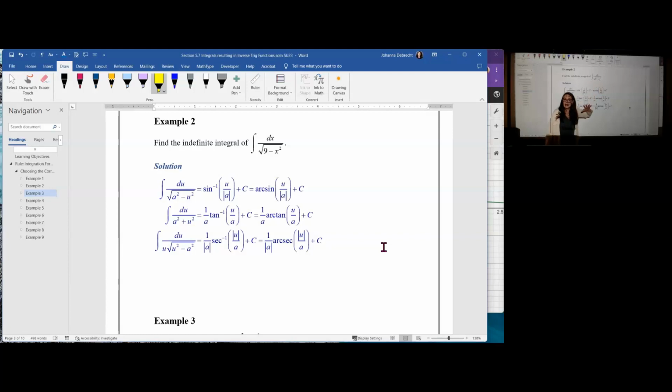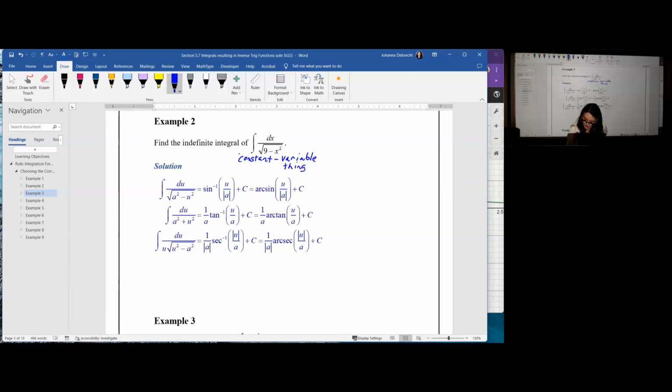Even if the 9 is not a perfect square, realize that you can always write it as a square by taking the square root of its squares. So even if it's 5 minus x squared, you can still use these formulas. It's just that a would be the square root of 5 instead of some other value. Looking at this, the difference leads me to arcsine and arcsecant, but I have a constant minus a variable thing. Because I have this constant minus variable thing, I know it's got to be arcsine.